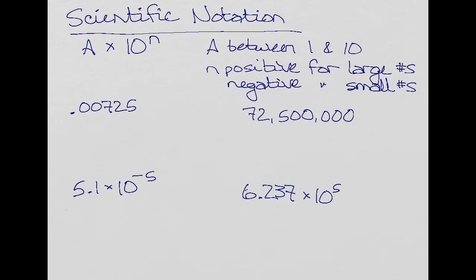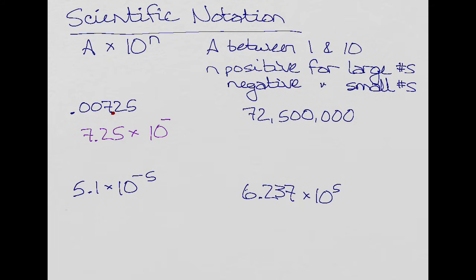For example, in my first one here, I have 0.00725. And I want to rewrite this using scientific notation. I'm going to take these digits that I have, 725, and I'm going to make them into a number that's between 1 and 10. I can do that if I put the decimal point right there. So 7.25 times 10 to the something. I need to know what power of 10. 0.00725 is a very small number. So my power is going to be negative.